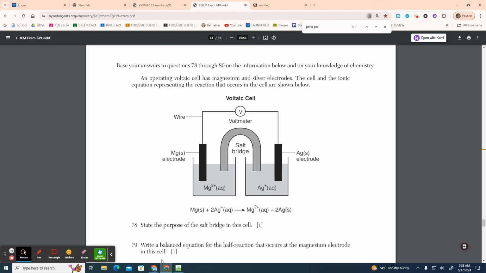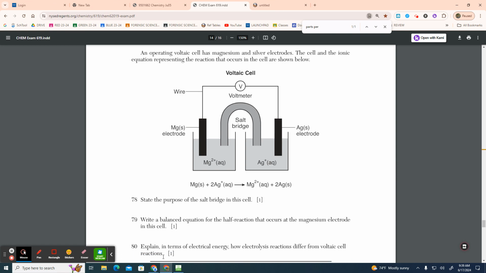Start at the anode. Electrons are lost there. They travel the wire. Okay, 78, nobody should be missing. Ions flow. Write a balanced equation for the half reaction that occurs at the magnesium electrode.